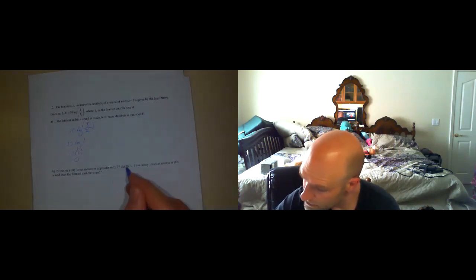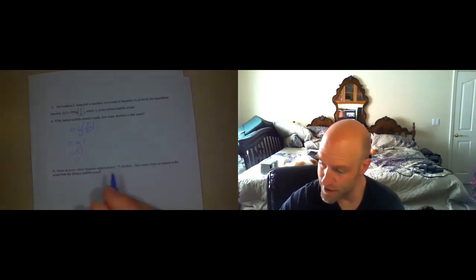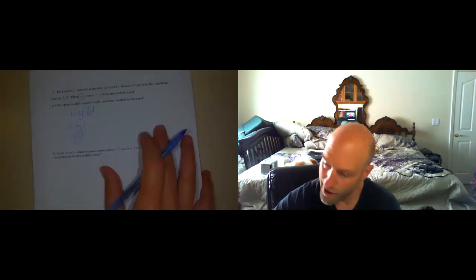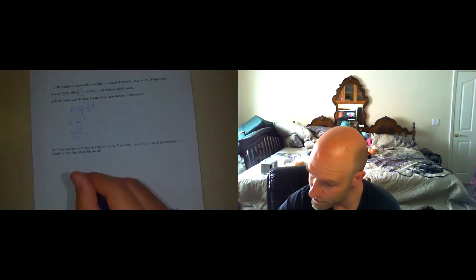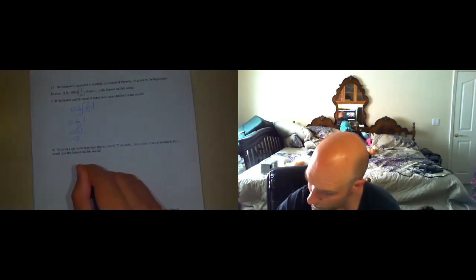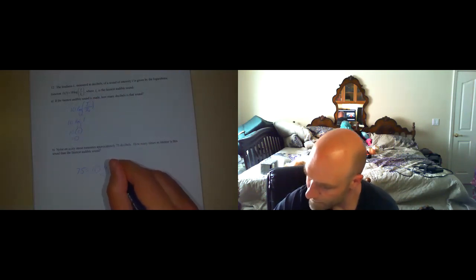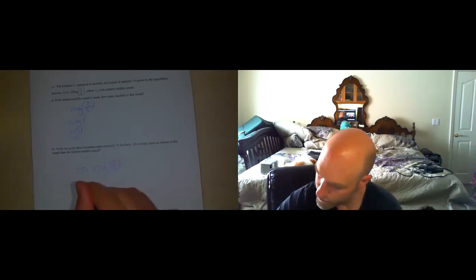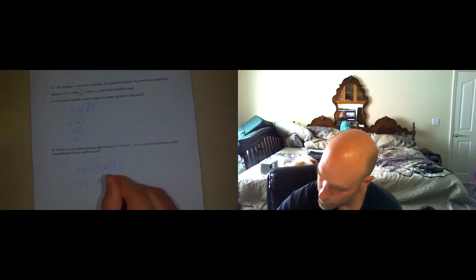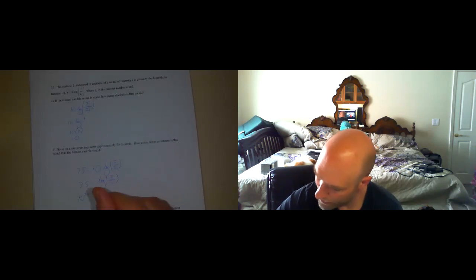Noise on a street measures approximately 75 decibels. How many times as intense is the sound than the faintest audible sound? Again, I'm searching for I over I naught here. So I'm going to say that 75 equals 10 times the log of I over I naught. I over I naught is what I'm looking for. 7.5 equals the log of what I'm looking for. And 10 to the 7.5 is what I have there. I over I naught. And that is my answer.